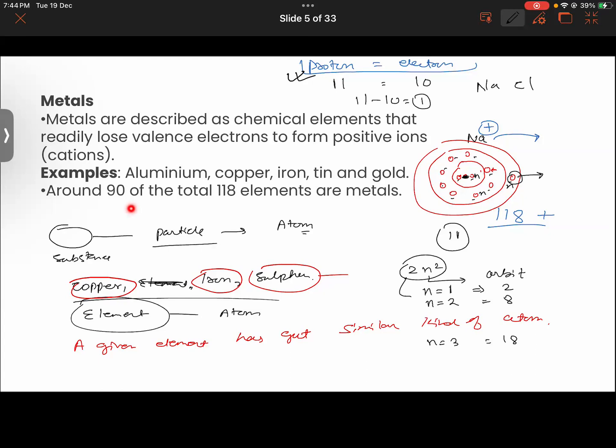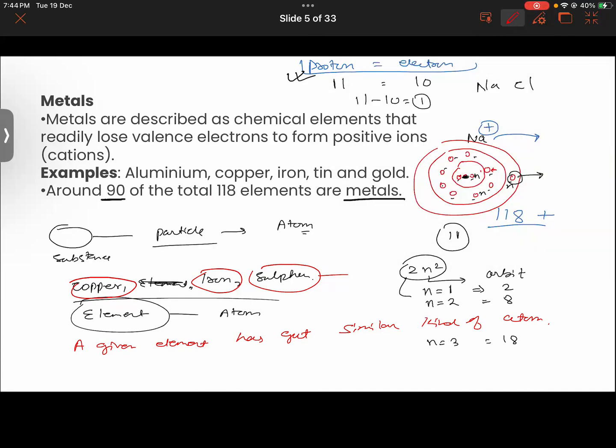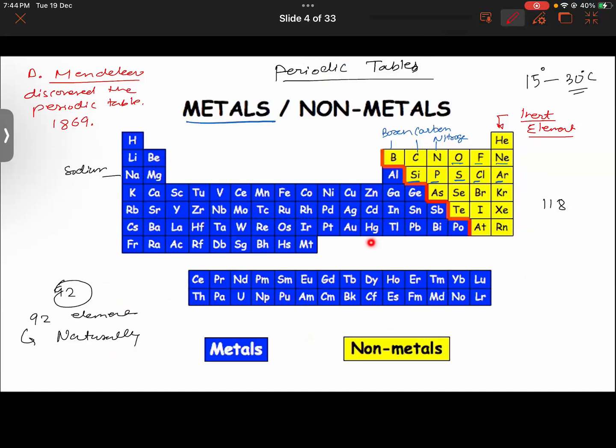Now, out of 118 elements, almost 90 of them are metals. By the way, these 118 plus are the ones that are known to exist, that we have either found in nature or developed in the laboratory. There could be more elements which are yet to be discovered.